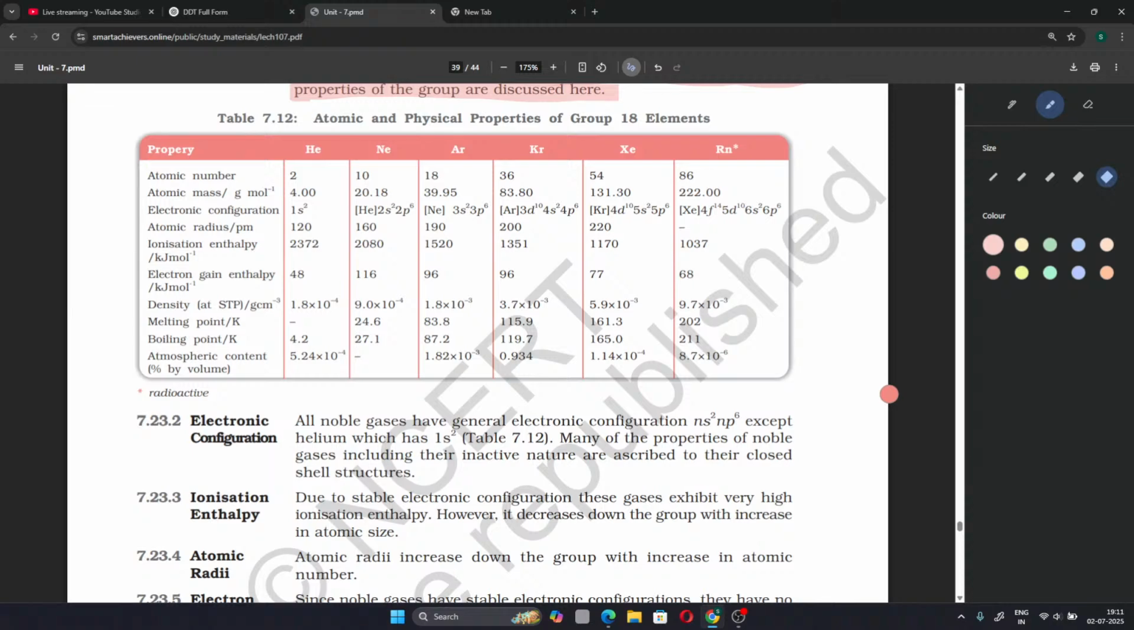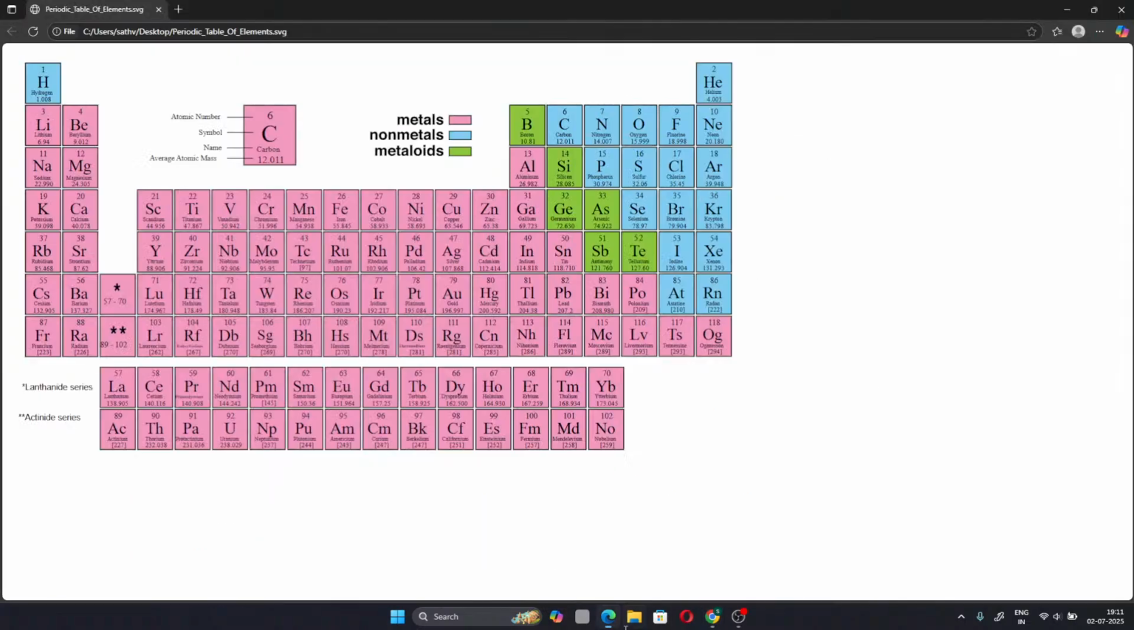Only helium does not have a p subshell. Even though it doesn't have a p subshell, we placed it under the p block elements because it has characteristics of the noble gases. Normally it has an s configuration, so it should be placed in the s block, but we placed it in the p block because its chemical and physical properties are similar to the noble gases of the 18th group. Because of that, we placed helium at the top of the 18th group here.